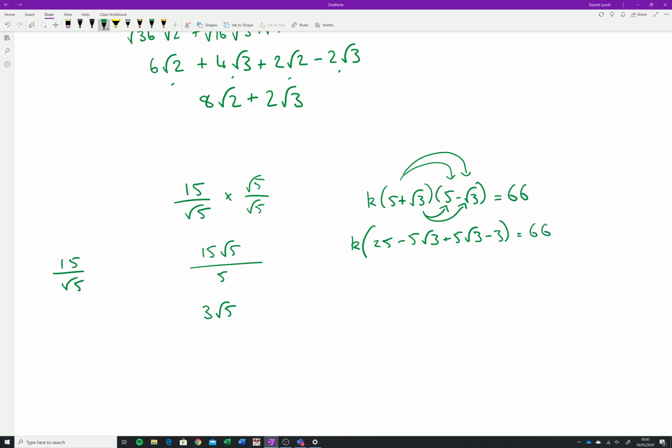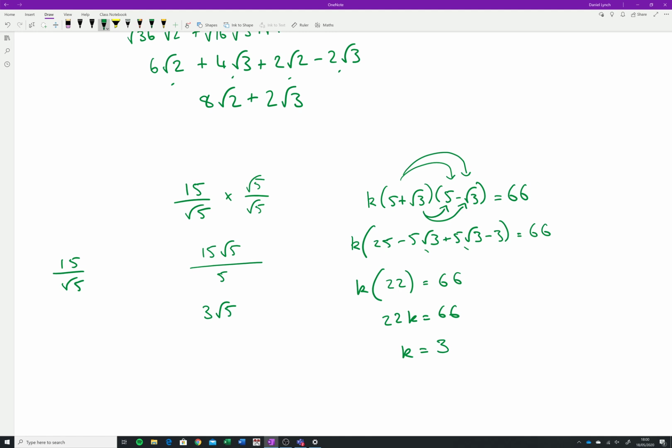And it's equal to 66. So we have K is equal to, well, that times that, or that added, that is nothing. And we're left with 22 here. It's equal to 66. So we have 22 K's equal to 66. 22 times the number equals 66. Divide both sides by 22. You get K equals 3.